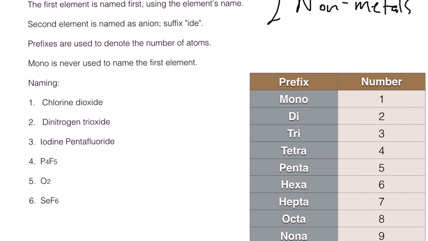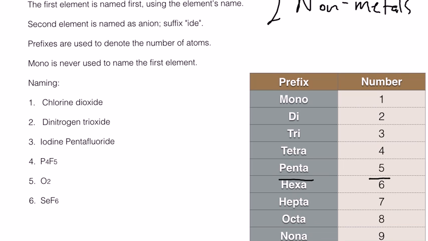And then our last one here, iodine pentafluoride. Iodine is just the chemical symbol I, and then penta would be like a pentagon. A pentagon is five-sided, so penta is going to mean 5 atoms. So you would write IF5. That's how you would write iodine pentafluoride.